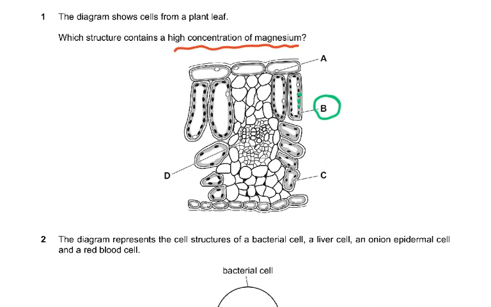Now A is the nucleus, D is the xylem vessel, and C is the cytoplasm of the spongy mesophyll cell.